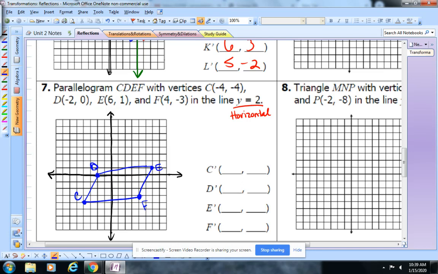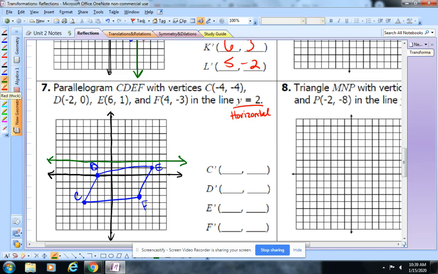All right, we said that we're reflecting it in Y equals 2, which is the horizontal line, right? Where is Y equals 2? It crosses what axis? The Y axis. At what number? 2. So I'm going to draw that line. And then what do I need to do to graph? How do I graph my new image? Yeah. Count spaces to my green line, which is Y equals 2.